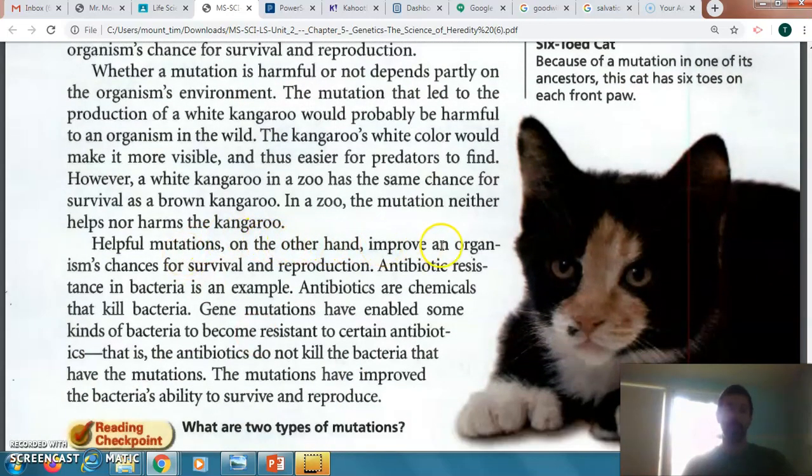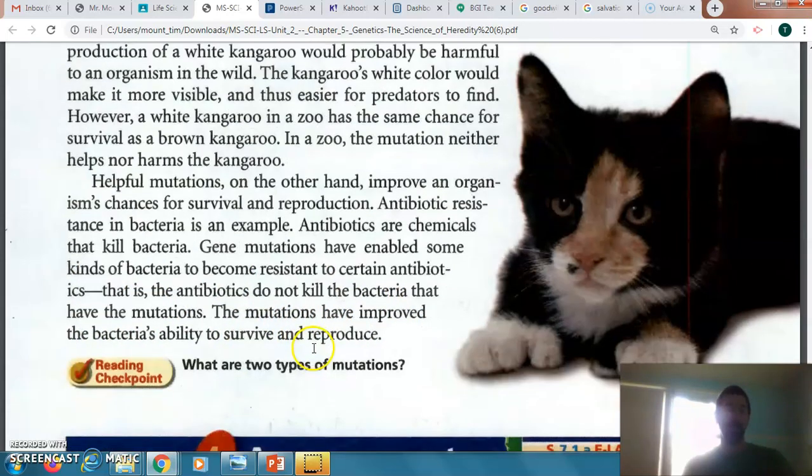Helpful mutations, on the other hand, improve an organism's chances for survival and reproduction. Antibiotic resistance in bacteria is an example. Antibiotics are chemicals that kill bacteria. Gene mutations have enabled some kinds of bacteria to become resistant to certain antibiotics. That is, the antibiotics do not kill the bacteria that have the mutations. The mutations have improved the bacteria's ability to survive and reproduce. So some types of mutations can be helpful. It can help the organism to survive in their environment.